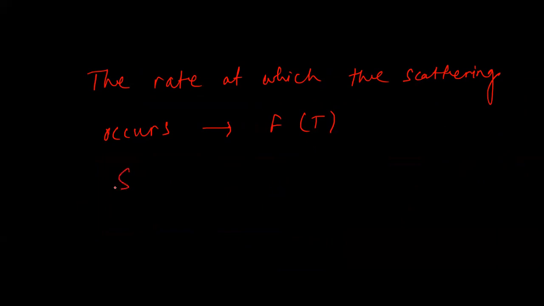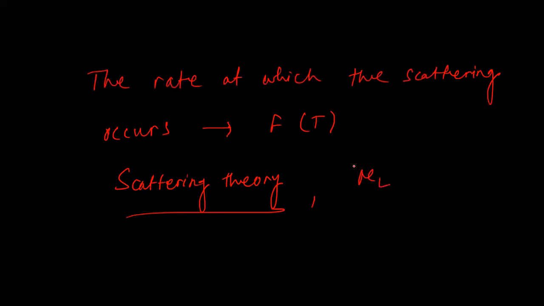So using scattering theory, which we are not discussing here, we may discuss it in some other video, it can be shown that mu L, which is the mobility due to lattice scattering, is proportional to temperature to the power minus 3 by 2.